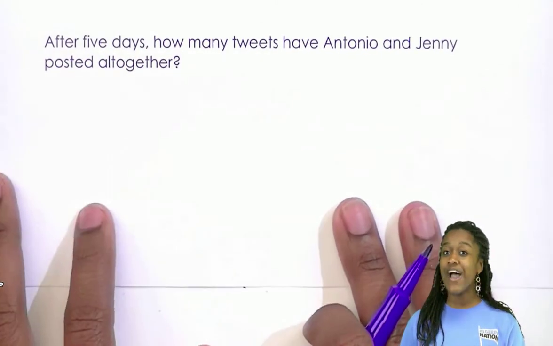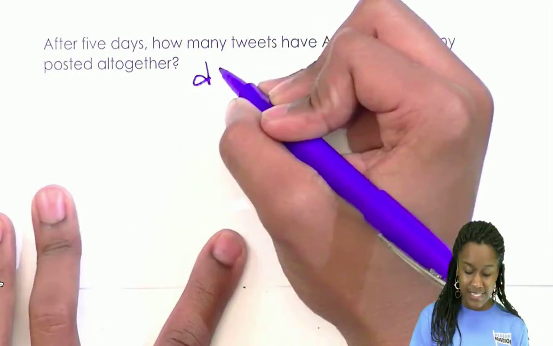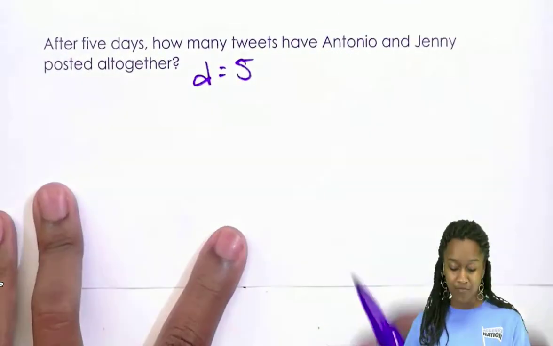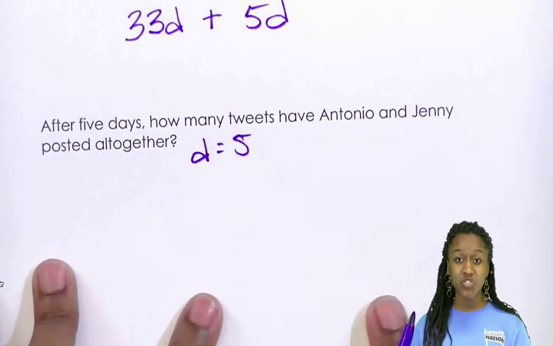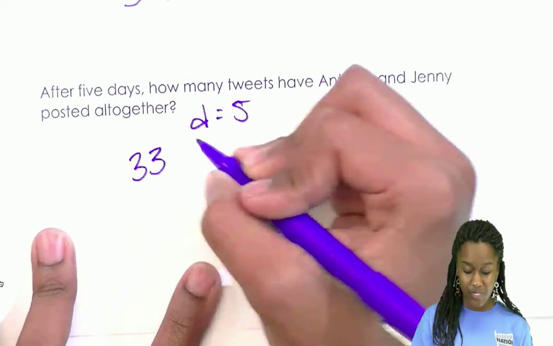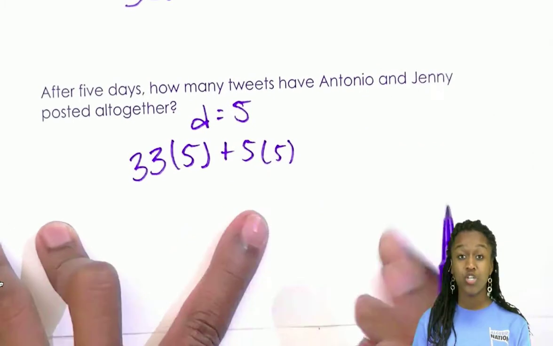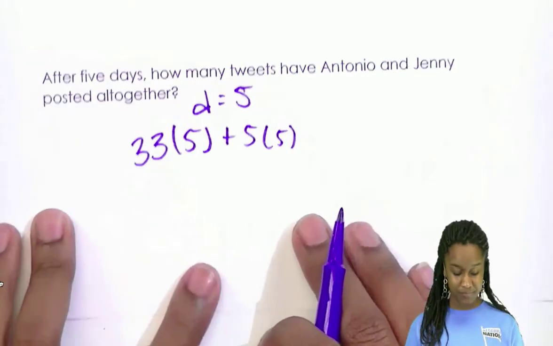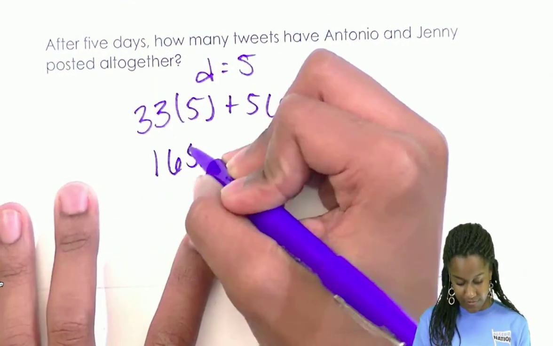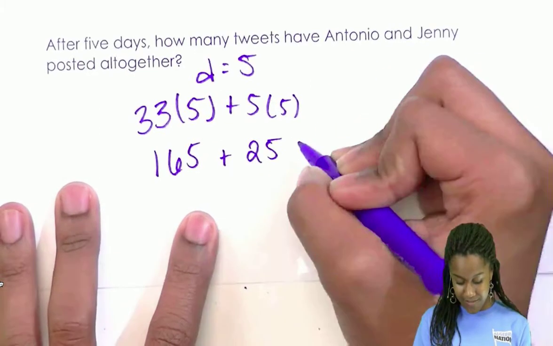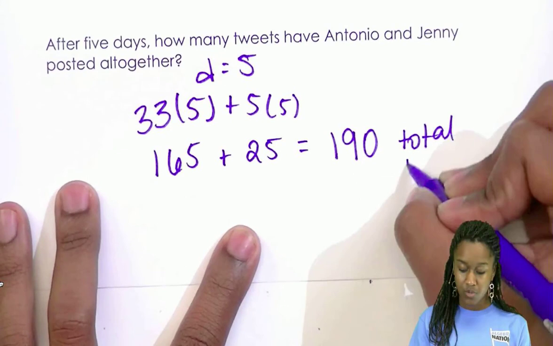After 5 days, how many tweets have Antonio and Jenny posted all together? Alright, so D equals 5 here, right? So we're going to take our expression that tells us the combined total for Jenny and Antonio's posts, and then we are going to plug in 5 for D to solve this problem. Okay, so when we plug that in, we get 165 plus 25, and that gives us 190 total posts.